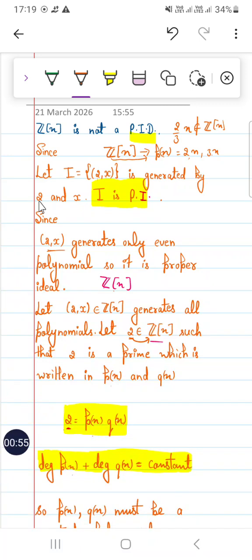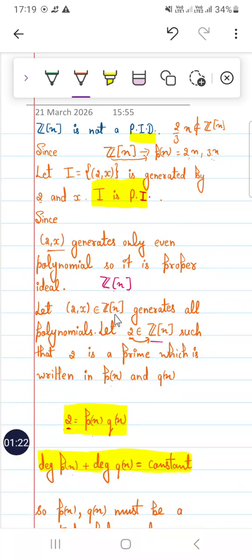2 is an even polynomial, and x generates the odd ones. Since <2, x> generates only even polynomials, it is a proper ideal. But Z[x] contains both even and odd polynomials, so it is said to be a proper ideal.